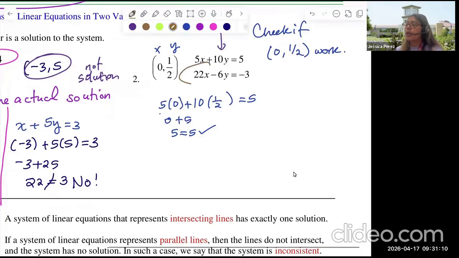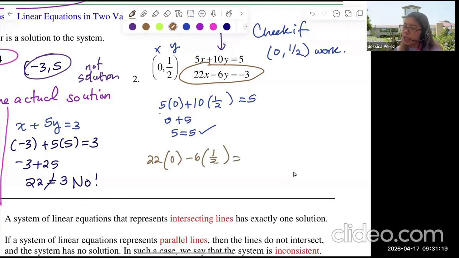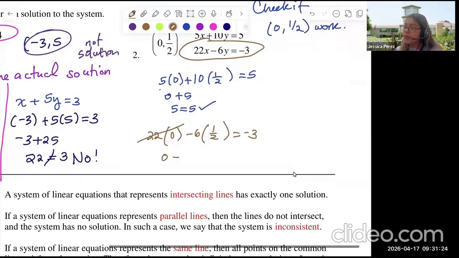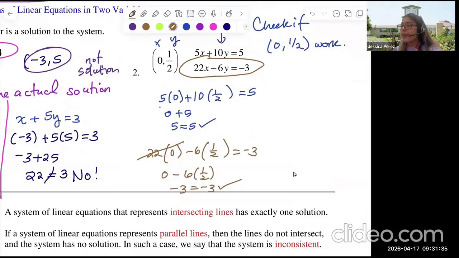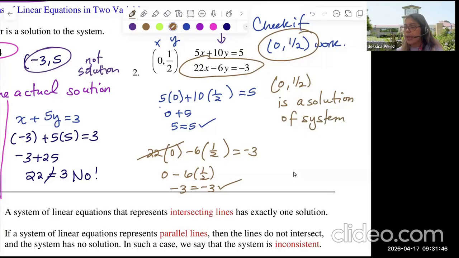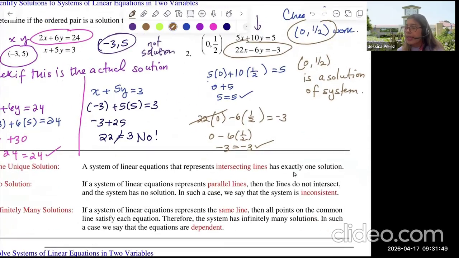But we have to check now for the second equation. For the second equation, we have 22 times 0 minus 6 times positive 1/2. Does that give me -3? Well, 22 times 0, that zeroes out. Negative 6 times 1/2. What's half of -6? That's -3. Does that give me -3? Yes. So for both equations, the point satisfies. So the point 0 and 1/2 is a solution of the system of equations. So it does match. So that is just to check.